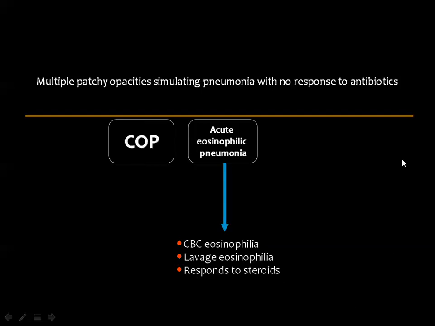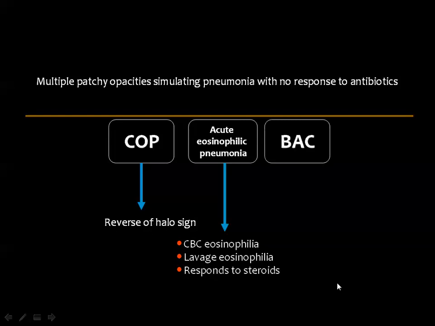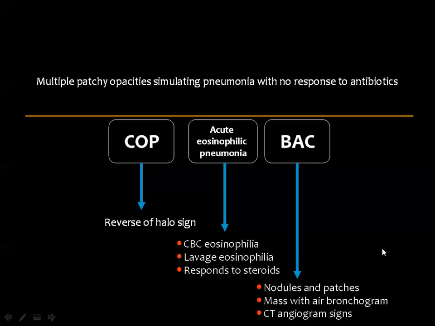Number two is cryptogenic organizing pneumonia, which results in patches that do not respond to antibiotics. How can you confirm the diagnosis? By the reverse halo sign or the atoll sign, if present. Number three is bronchoalveolar carcinoma. How can you confirm the diagnosis? By the presence of a combination of nodules and patches, a mass with air bronchogram, and then the CT angiogram sign.